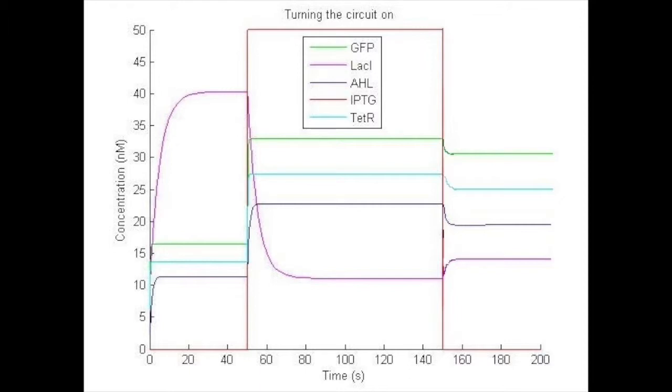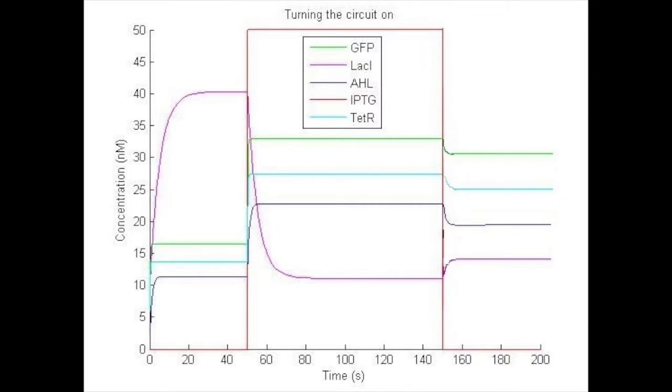Once the pulse of IPTG is put into the system, the concentration of LAC-I drops from about 40 nanomolar to about 12 nanomolar. GFP rises from 17 nanomolar to about 33 nanomolar. TET-R rises from about 14 nanomolar to about 27 nanomolar, and AHL rises from about 12 nanomolar to about 23 nanomolar. This makes sense of the circuit. However, the fact that GFP is greater than AHL here contradicts a little bit what we see in the spatial analysis. However, this may be due to the fact that we do not look at the IPTG pulse in the spatial analysis.